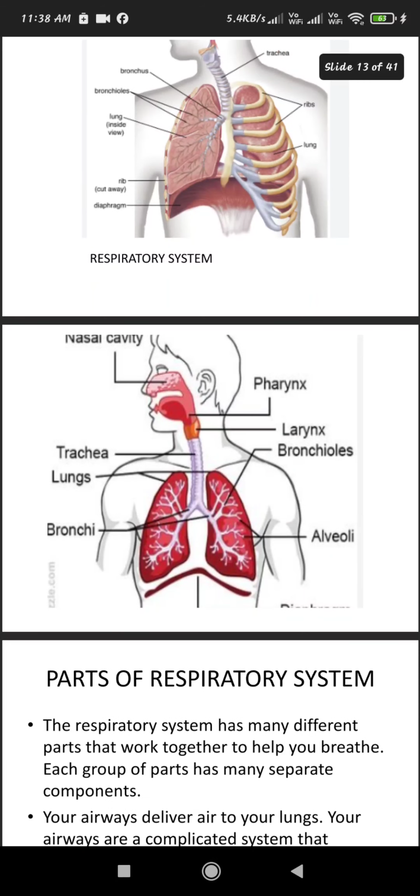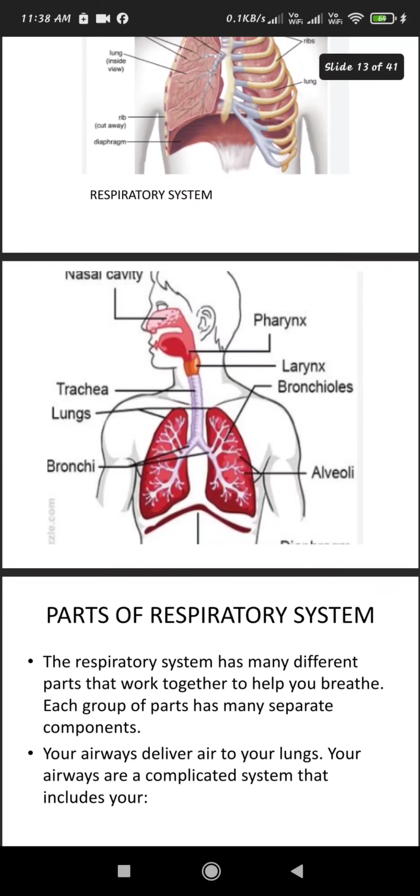Now in this diagram there is first the nasal cavity, from where the air, the oxygen, enters. Then there is the pharynx. Pharynx is that portion which is behind your oral cavity and behind the nasal cavity, so it's a common passage for both air and food to pass. Then there is the larynx. Larynx is also known as the voice box. Then trachea. Then there is bronchus, then bronchi, then bronchioles, and finally it is alveoli.